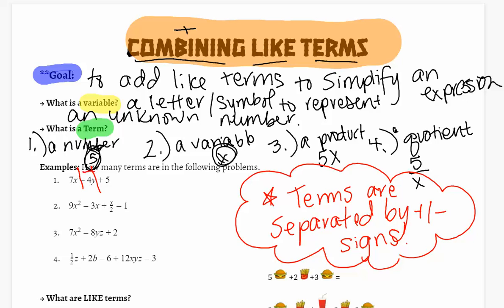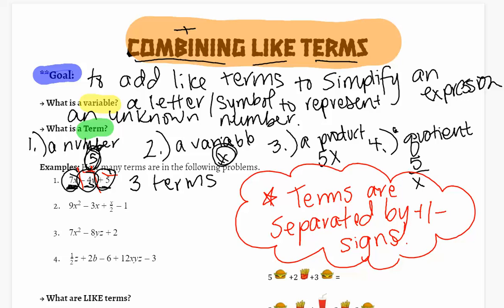So now it says, how many terms do I have? If I look, I have 1 term, 2 terms, 3 terms. So I have 3 terms. The nice thing about those slashes is it really helps you distinguish how many terms you have, and it helps you distinguish what's positive and what's negative. So notice 7x is positive, 4y is negative, and 5 is positive.